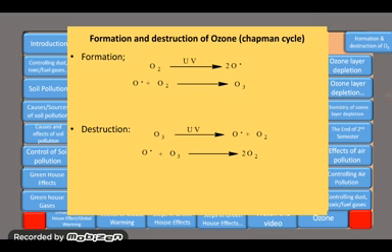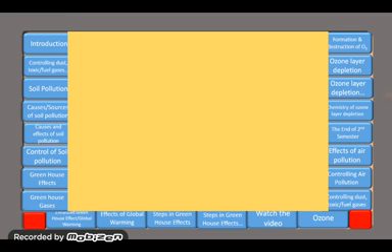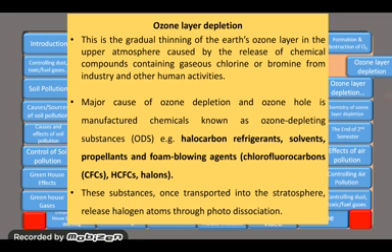Ozone layer depletion is just the thinning of the Earth's ozone layer in the upper atmosphere, and this is caused by the release of some harmful chemicals known as ozone depleting substances into the environment. These substances contain gaseous chlorine or bromine. Examples of ozone depleting substances are halocarbon refrigerants, solvents, propellants, and foam blowing agents known as chlorofluorocarbons, and all other halons. All these are chemicals that lead to ozone layer depletion. That is, they catalyze the degradation of ozone, or let me say destruction of ozone.